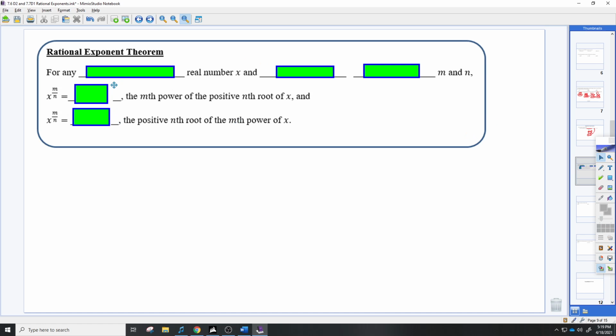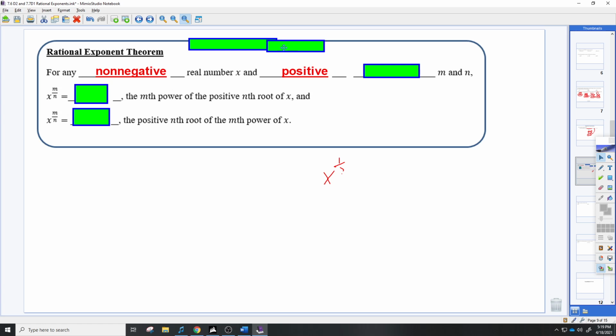So one other thing we can do is if we have more than just a number of 1 on top, so far we've been dealing with just like x to the 1 over whatever, right? We can have any number up here. I'm going to show you how to use that in the chart as well. So here's the 2 properties. The rational exponent theorem. For any non-negative real number x, talking about positives, and we have to have positive integers m and n, then we can use this property.